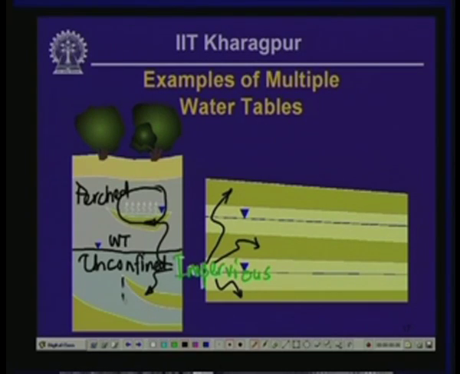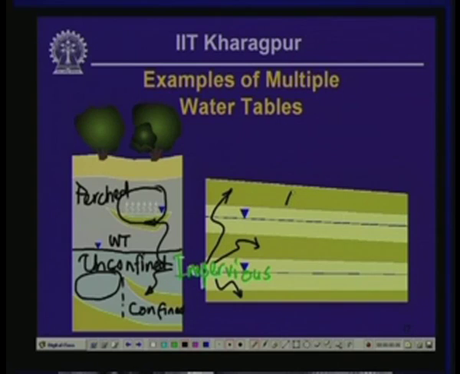Then this portion of the aquifer is sandwiched by two impervious layers. So this is going to be called a confined aquifer, but this confined aquifer is connected to the unconfined aquifer, which is above it, by a hydraulic connection in that area.